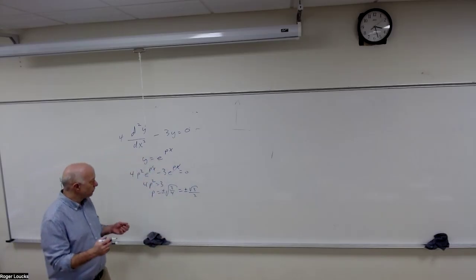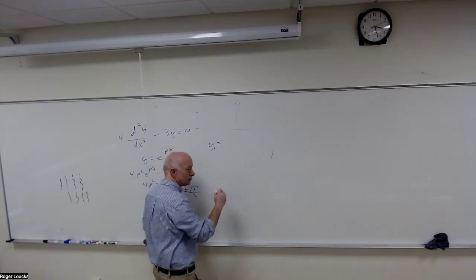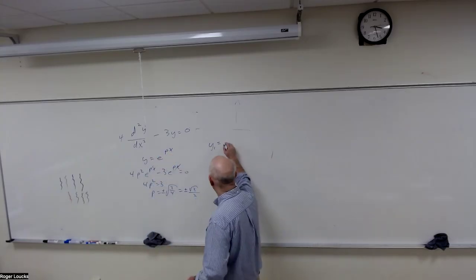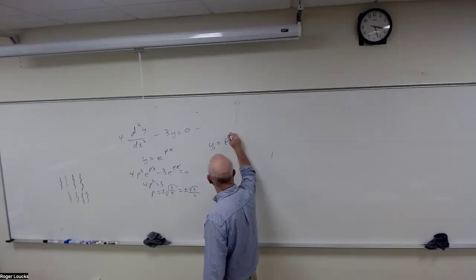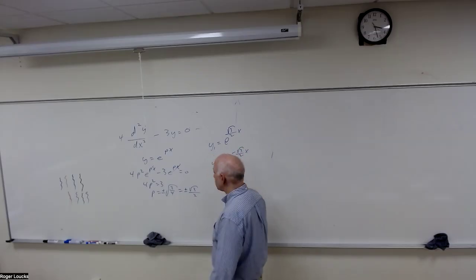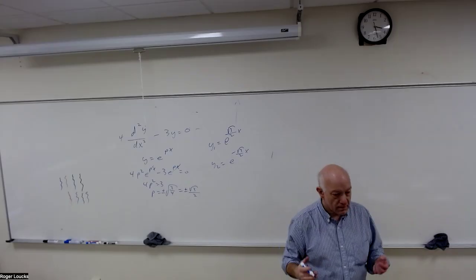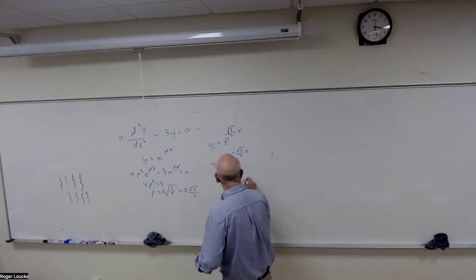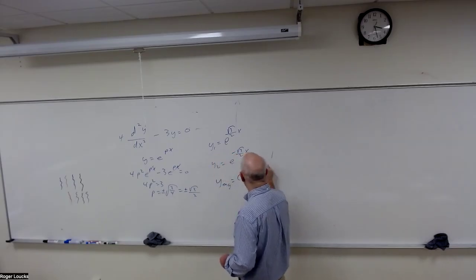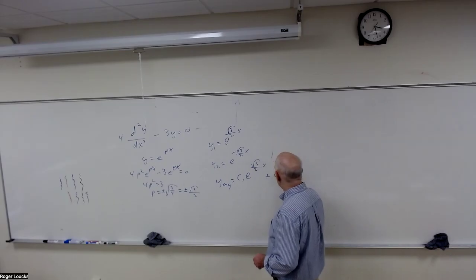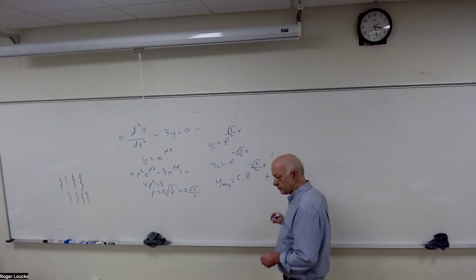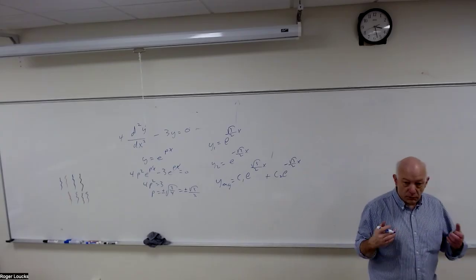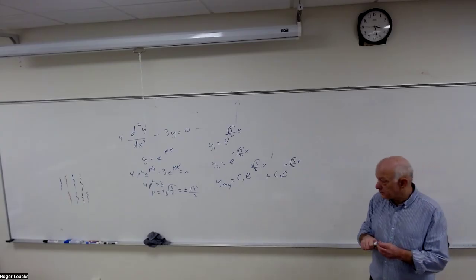So, what are the solutions? y1 is one of the roots, so y1 is going to be e to the square root of 3 over 2 x. Yep. y2 is e to the minus square root of 3 over 2 x. So the most general solution is a linear combination: C1 e to the square root of 3 over 2 x plus C2 e to the minus square root of 3 over 2 x. That all makes sense.